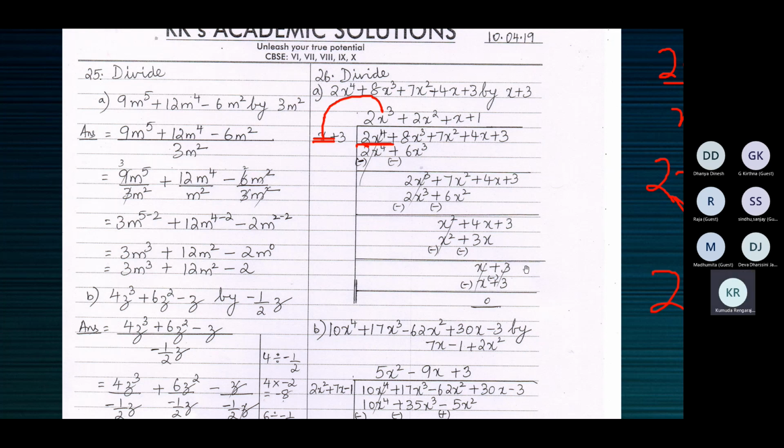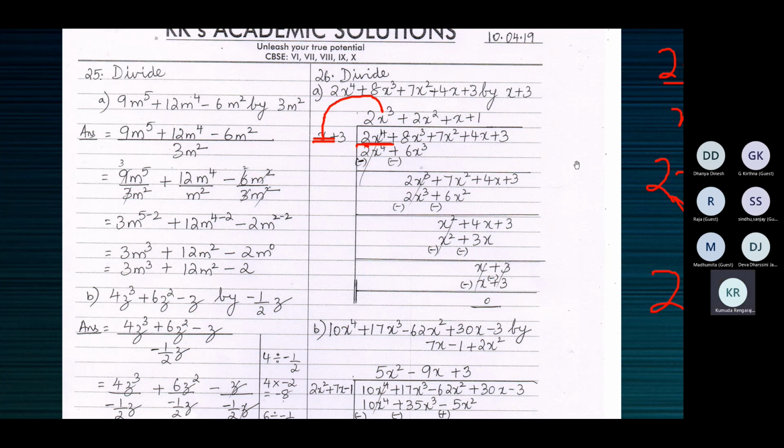x minus x is 0. 3 minus 3 is 0. Once you change the signs, you should take the new sign. So the remainder is 0, which means x plus 3 is a factor of the dividend. It's exactly divisible. The remainder is 0. That means the divisor is a factor of the dividend, or the dividend is a multiple of the divisor.